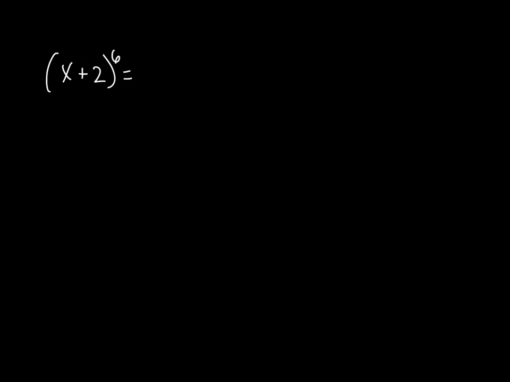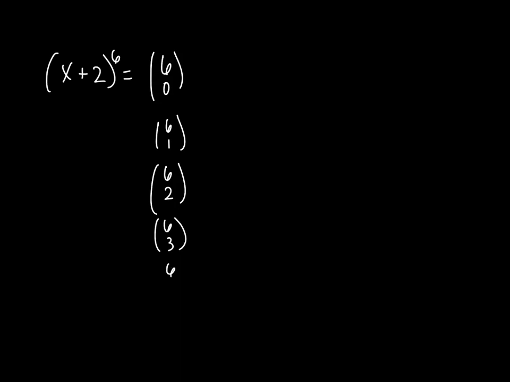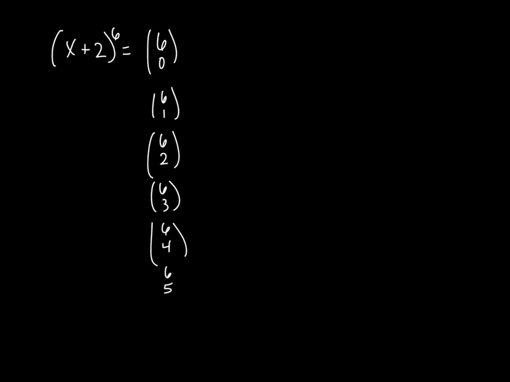We're going to start off with the combinations. The first term is going to be 6 choose 0, then 6 choose 1, 6 choose 2, 6 choose 3, 6 choose 4, 6 choose 5, and the last one is 6 choose 6.